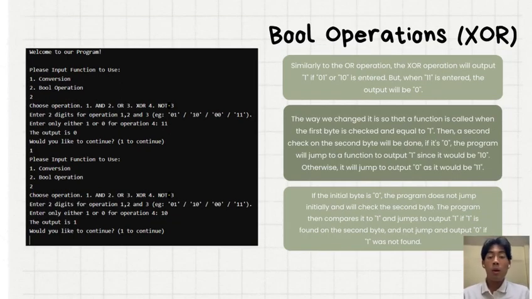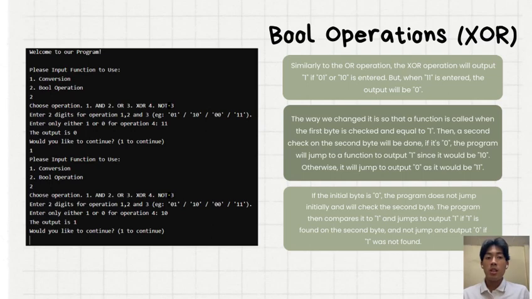Now, we'll be talking about the Boolean operation XOR, more commonly known as the exclusive OR operation. Similarly to the OR operation, the XOR operation will output 1 if 0, 1 or 1, 0 is entered. It slightly differs from the OR operation, however. When 1, 1 is entered, the output will be 0. When compared to the OR operation, when 1, 1 is entered, the output will be 1. These are according to the XOR truth tables.